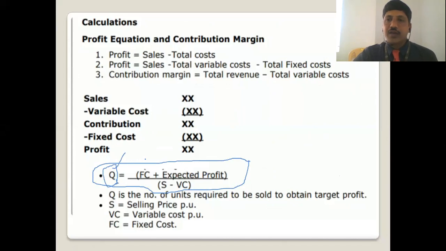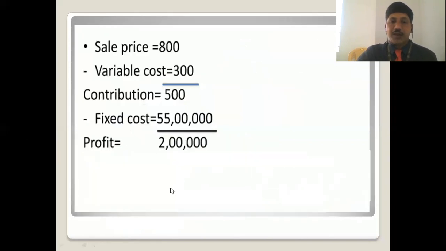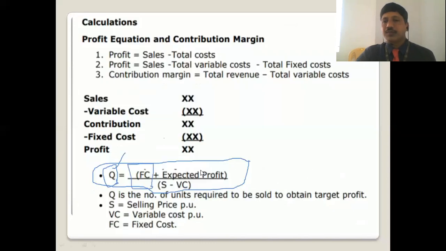Q is the total quantity required to produce to earn 2 lakh rupees profit according to the given problem. Total number of units to be produced to earn 2 lakh rupees profit. This is the quantity that we need to find out. And what are the other things that are required? We want the fixed cost. Please check in the question whether fixed cost was given. Yes, fixed cost was given as 55 lakhs.